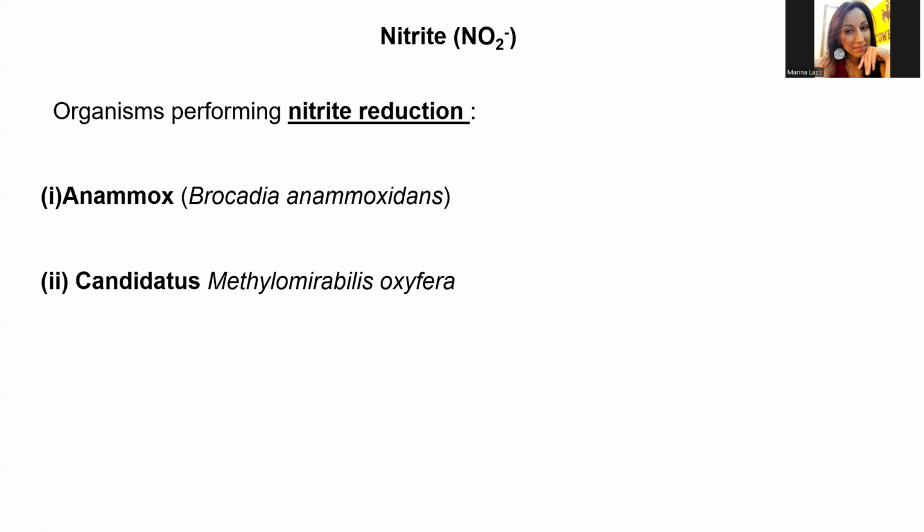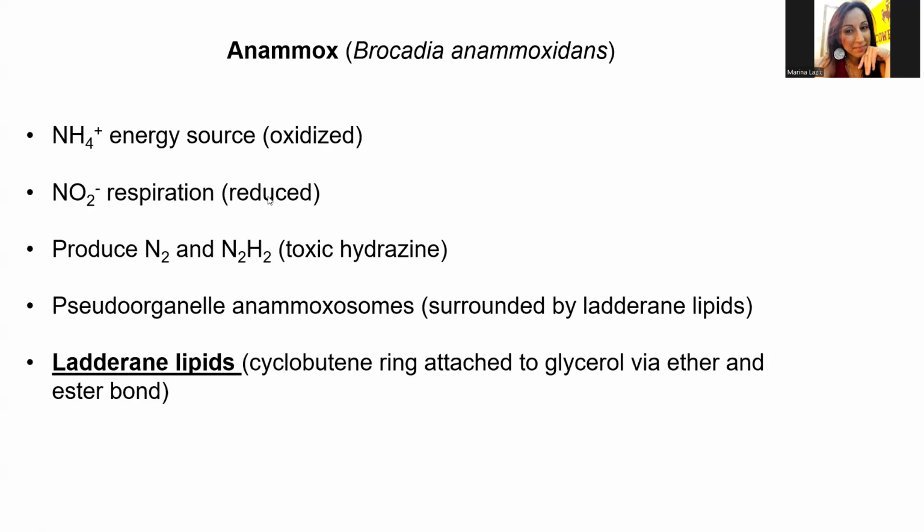Nitrite is another electron acceptor that is usually used by anammox, and I want you to recognize this profile, the anammox bacteria and Methylomirabilis oxyfera, because they are two organisms that are respiring nitrite as the terminal electron acceptor. For anammox, I will really insist that you expect multiple questions about what the energy source is for them. It's ammonium, and that one gets oxidized, and they respire nitrite, NO2 minus, which gets reduced. What they produce is hydrazine and nitrogen.